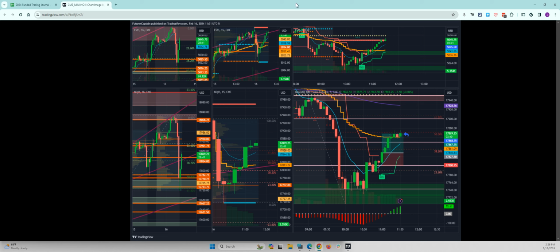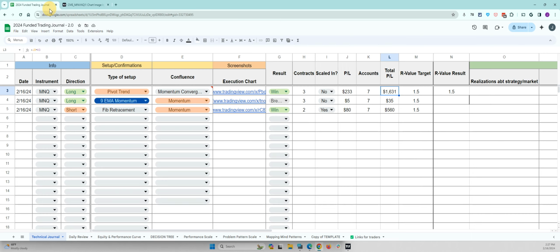So overall, I think this was a very good trade. And I'm very happy that I was able to be very patient. And I guess these indicators gave me some more confirmation on what I was already looking at. Okay. On this next trade, so that was 233 on 3 contracts, 1.5 R value.